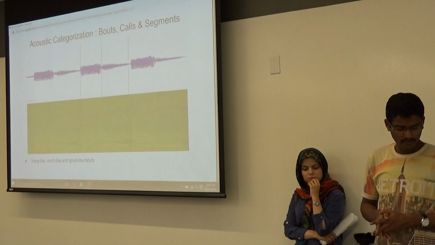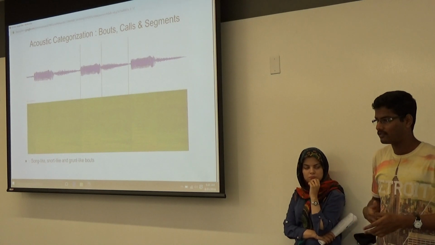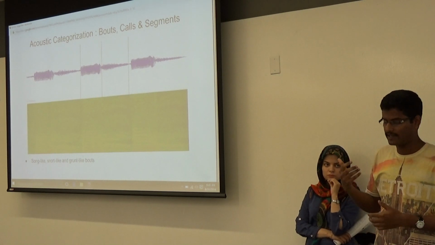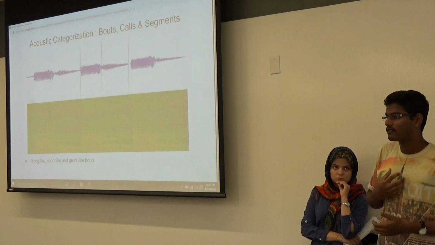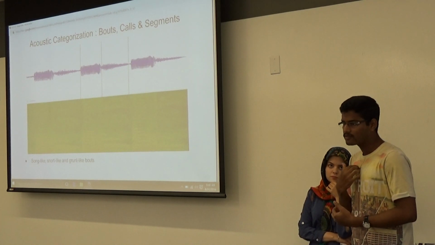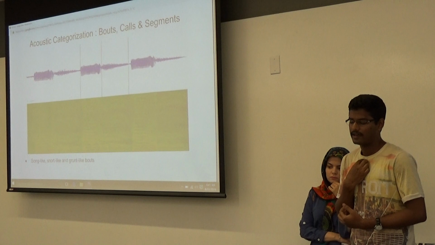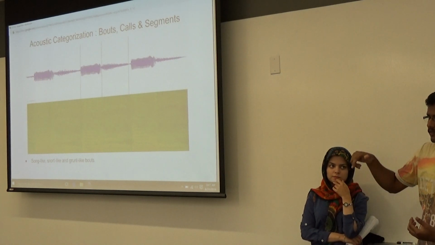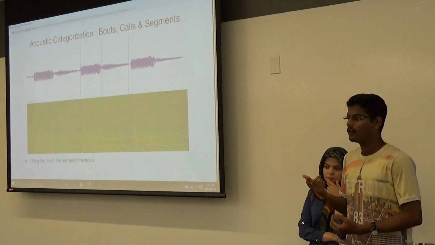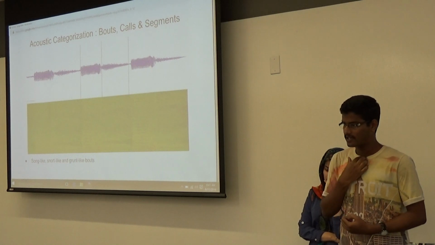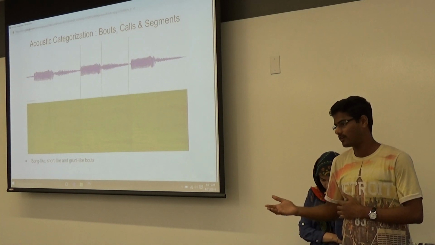He also talks about segments being song-like or grunt-like and snort-like. He says song-like is predominantly voiced when you involve your vocal tract, and if you don't, then you look at whether you involve your nasal cavity or some other effects of your vocal tract, which differentiates between snort and grunt.